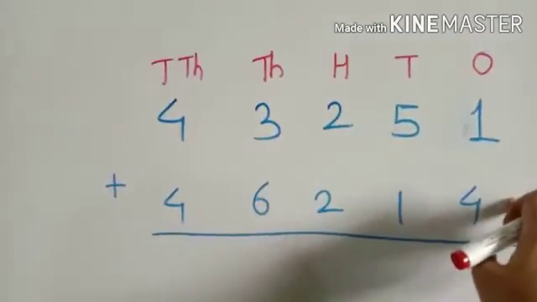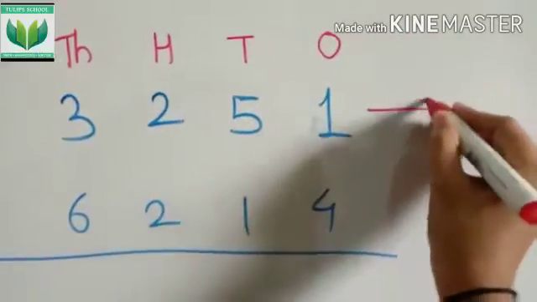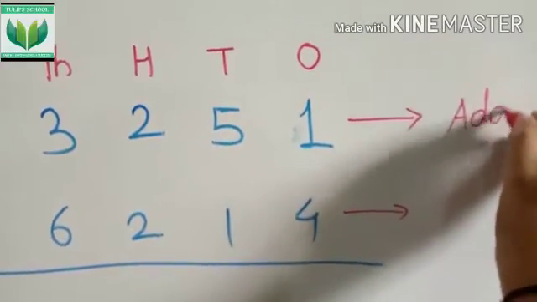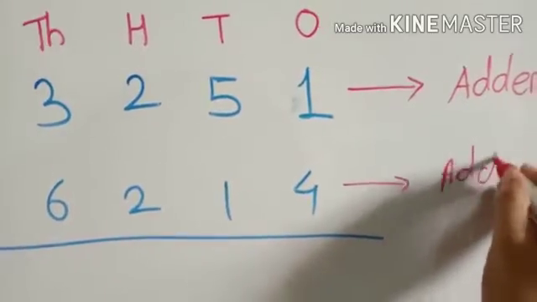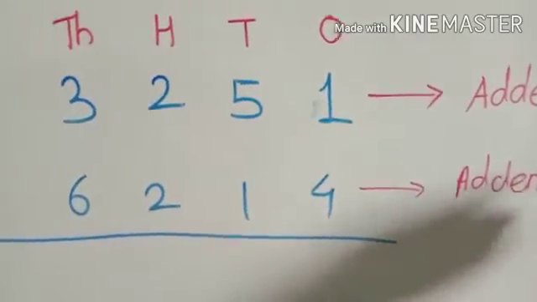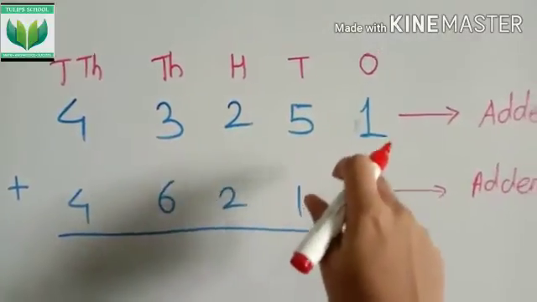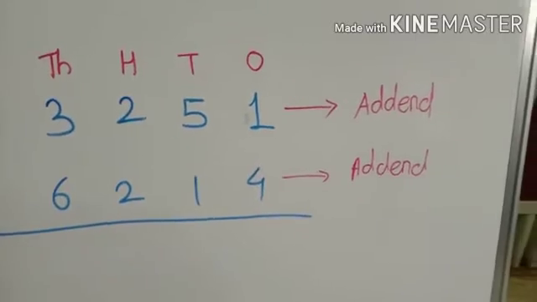these both are 5-digit numbers. They are called the addends. In the previous class, 4th standard, you learned that these both are additions we are going to do here. They are called the addends. Now let's find the answer. Let's just solve this.